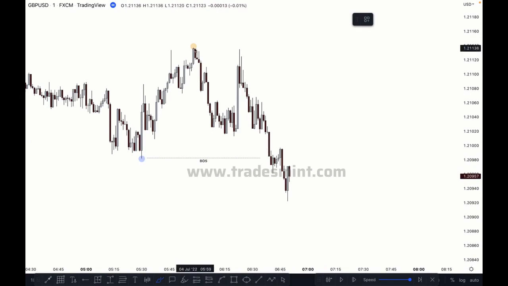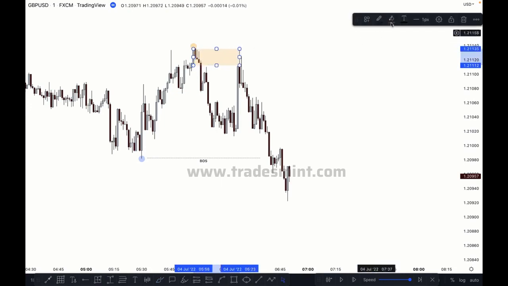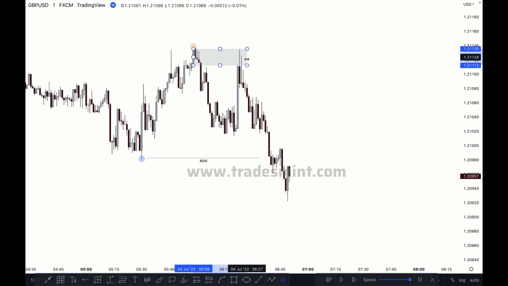The first move is here on this level. As you can see, the last buying candle before the sell is here. But as you know, this is already mitigated by this move. So this is no longer valid, right? Because it's already mitigated by this move before this break of structure.